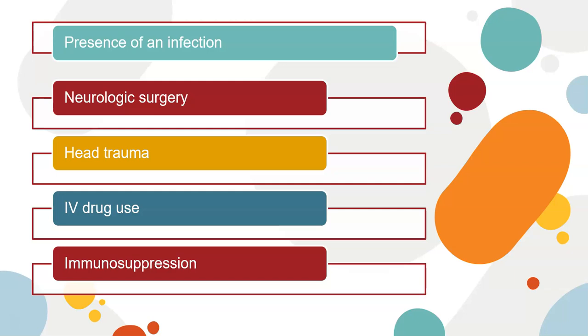This can also include the vulnerable age groups, such as the very young and the very old. Therefore, it is important to seek prompt treatment if infections are suspected. If caring for a patient with penetrating head trauma or post-op neurologic surgery, prevention of an infection is a priority.